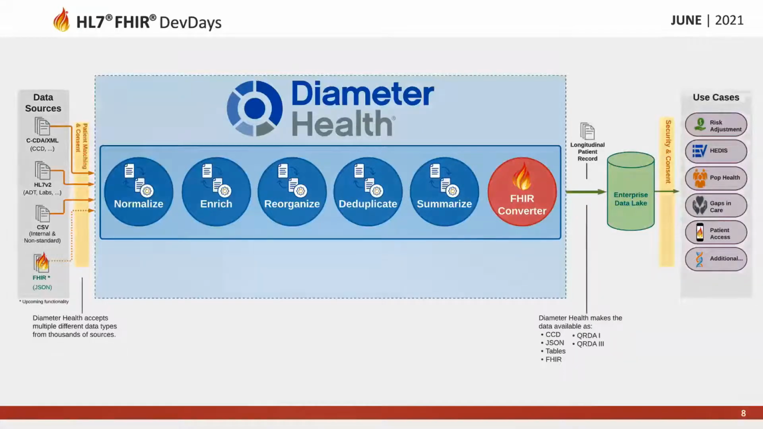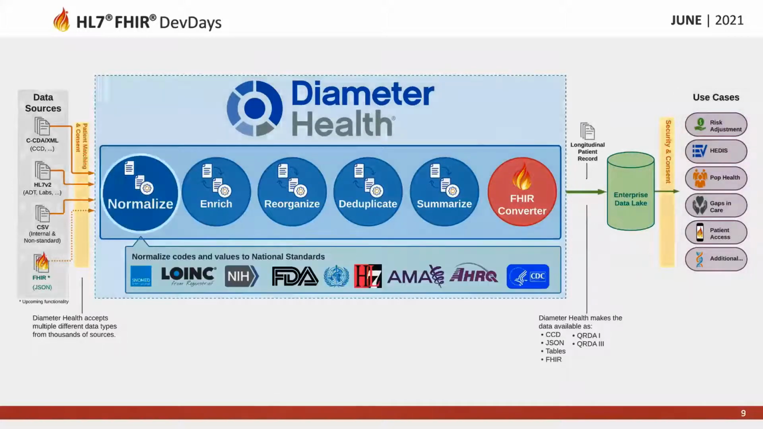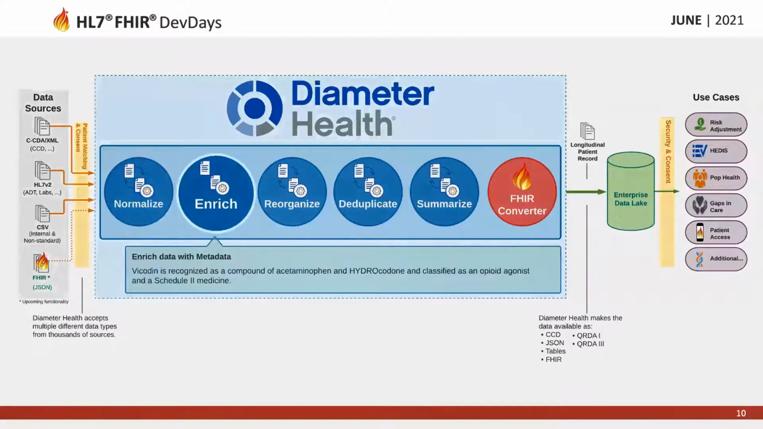So what does Diameter Health do to solve it? Well, we take in multi-source data and put it through a process that normalizes the data by, among other things, identifying correct code system codes and display names. But notice we do all our normalization to national standards. Diameter Health maintains no internal code systems, enriches it by filling in things like medication ingredients and classification. We'll actually look more closely at this example in a moment.